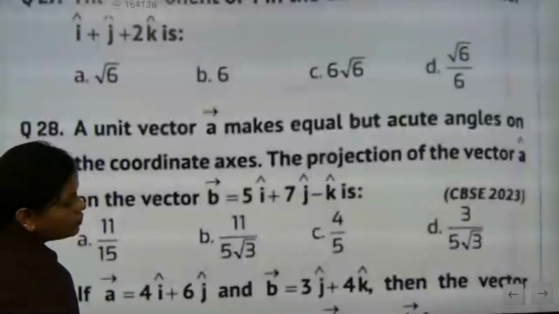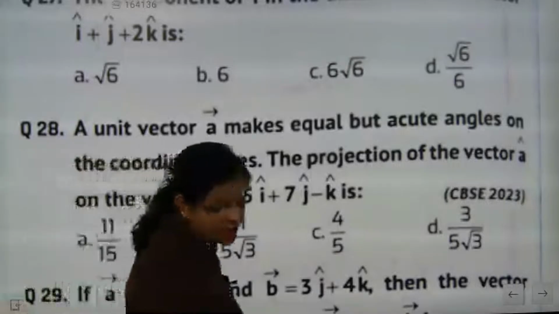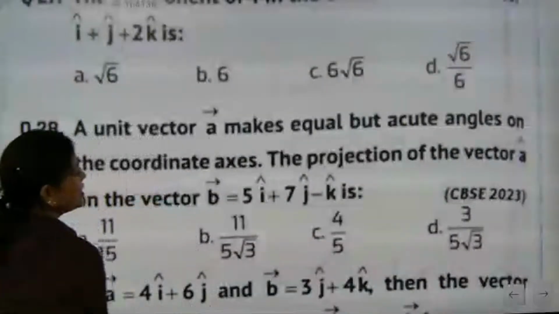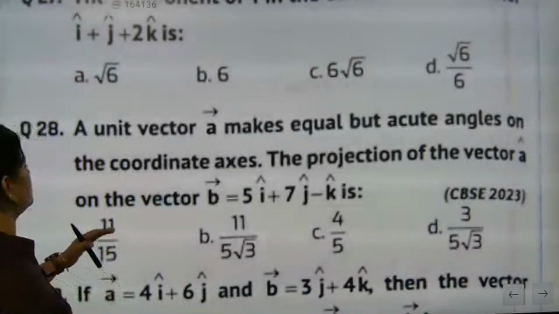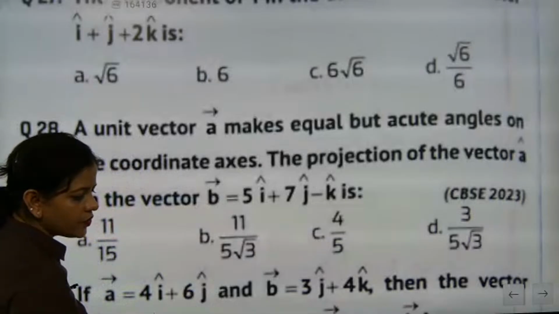Plus minus 1 by root under 3, plus minus 1 by root under 3, plus minus 1 by root under 3. Can we do like this? And after that, they are telling the projection of a vector on this vector. It's a clear-cut question.